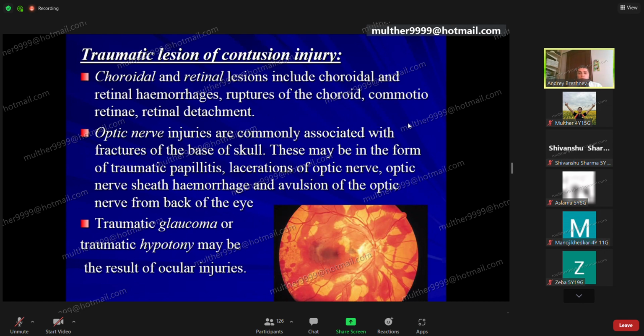Optic nerve. In this picture, you see the optic nerve. Optic nerve injuries are commonly associated with fractures of the base of the skull. This may be in the form of traumatic papillitis, traumatic inflammation of the optic nerve, usually non-infectious, of course, but with other symptoms of inflammation. Laceration of the optic nerve, then optic nerve sheath hemorrhages, and the most severe complication, avulsion of the optic nerve from the back of the eye. It means detachment of the optic nerve from the eyeball.